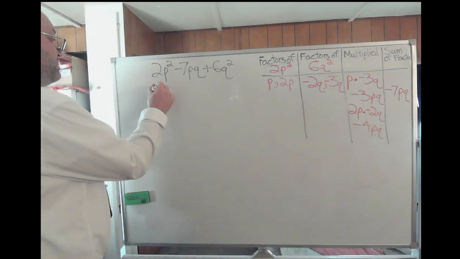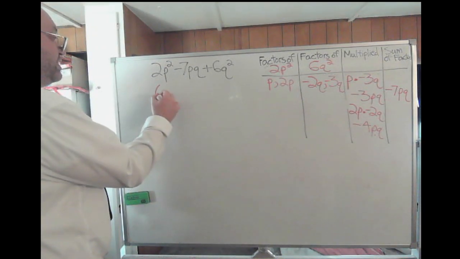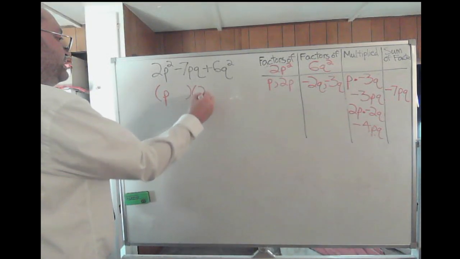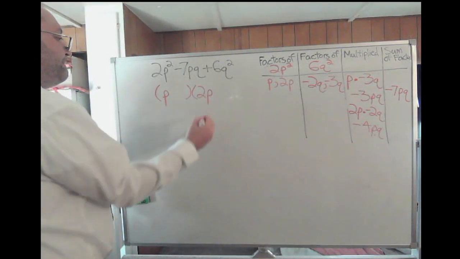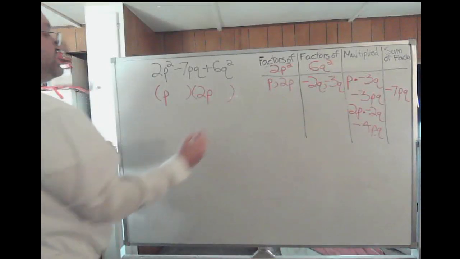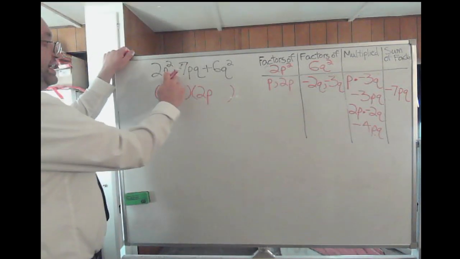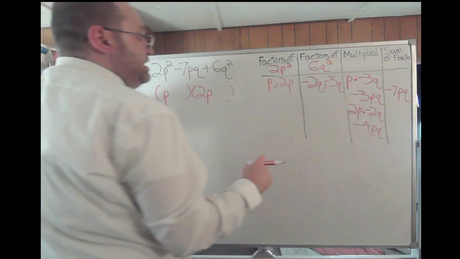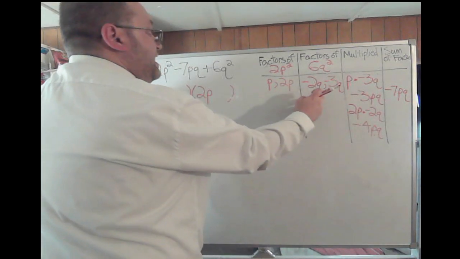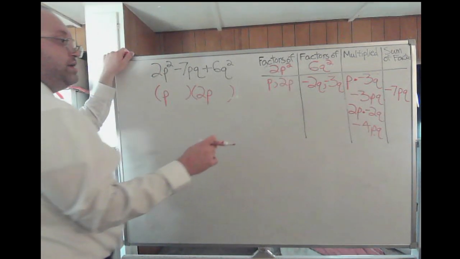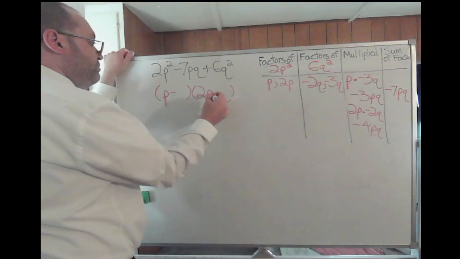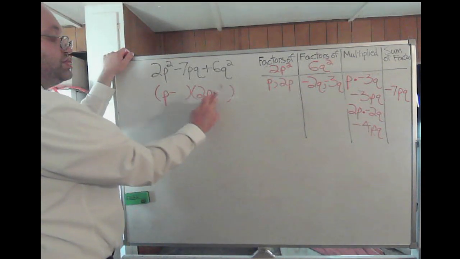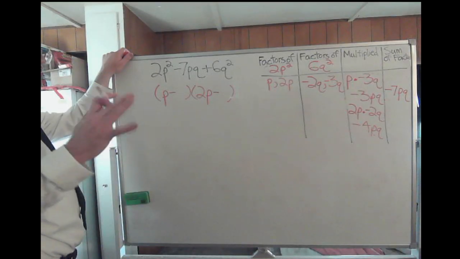So now I take my factors of 2p squared, which would be p times the quantity of 2p. Now, since the middle term was a negative and the constant term was positive, I had to find negative factors of 6q squared, so it's going to be minus for both of these. It's going to be p minus something and 2p minus something. Now, what are those somethings?